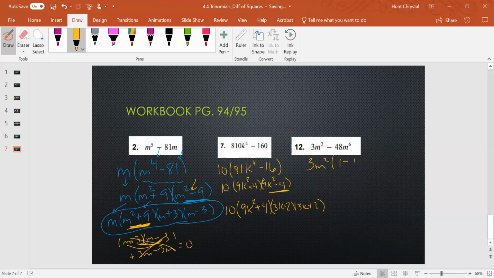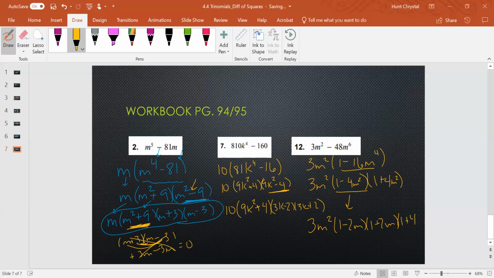So I'm left with 1 minus 16m to the 4th, it looks like. This, hopefully you're thinking already, is a difference of squares. I'm going to leave the 3m squared, and I'm going to make this 1 and then 4m squared. One positive, one negative. Now again, you want to double check. This is another difference of squares. I'm going to move down here to write this. So my GCF will be 3m squared. My 1 minus 4m squared is going to be 1 minus 2m, 1 plus 2m, and then times 1 plus 4m squared.